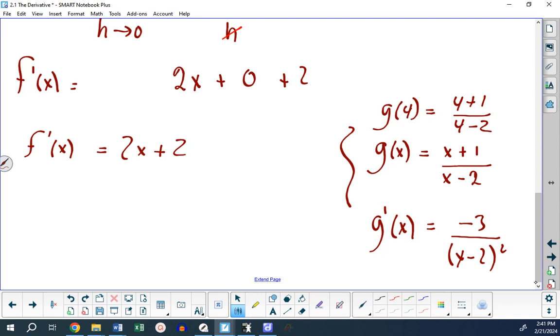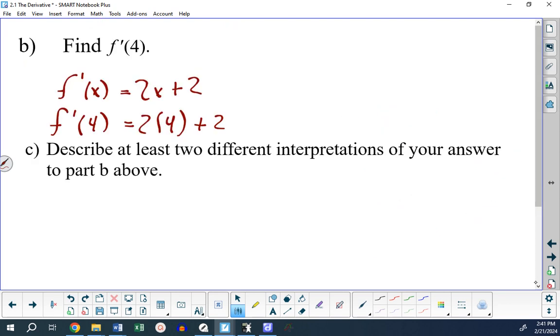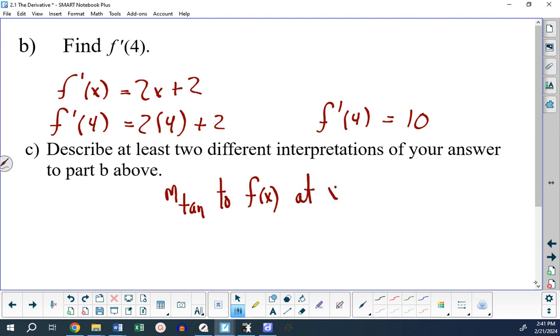The difference is when you put an x coordinate into an original function, you're getting a y coordinate. When you're putting the x coordinate into a derivative of a function, you're not getting a y coordinate, you're getting the slope of the tangent, which leads us to C. When we get here, f prime of 4 equals 10, what does that mean? Well, one interpretation is to say the slope of the tangent to f of x at x equals 4 is 10.